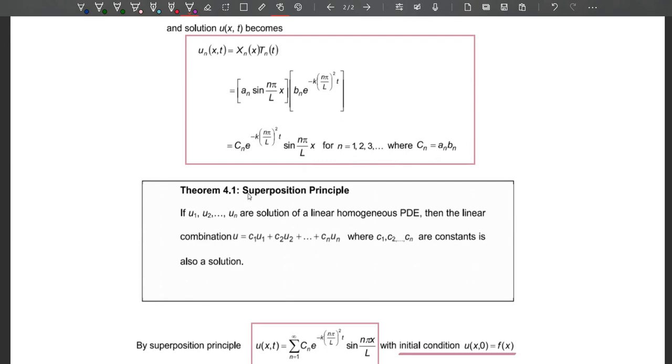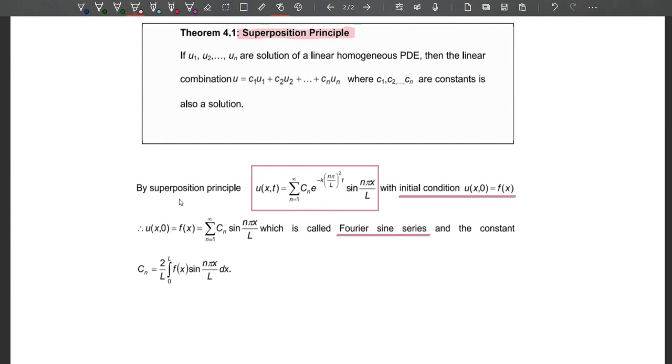After that, we apply the superposition principle. This is the theorem. Okay, if u1 until un are solutions of a linear homogeneous PDE, then the linear combination u is equal to C1 u1 plus until Cn un, where C1 until Cn are constants, is also a solution.